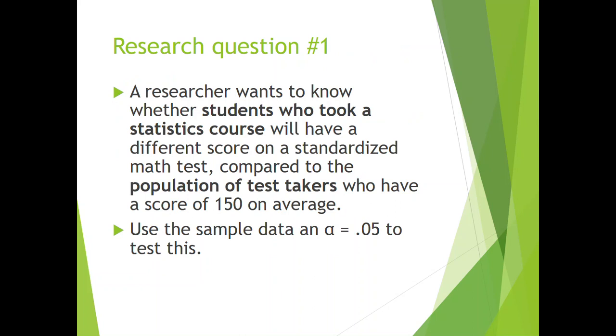So that 150 is the population mean that's known, and really if you're dealing with this in a class, you're probably going to be given the population value, that population average that you want to compare your sample to. So we're given the value of the population mean in our question, and we're asked to use sample data and an alpha level of 0.05 to test this research question.